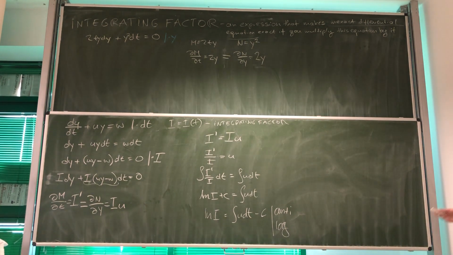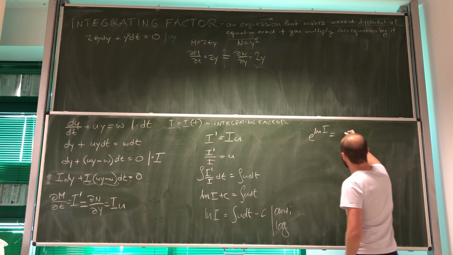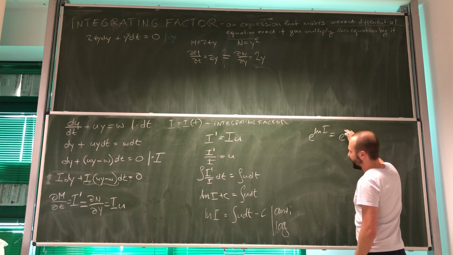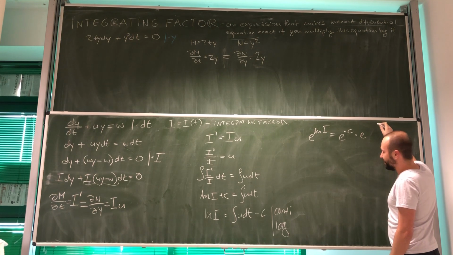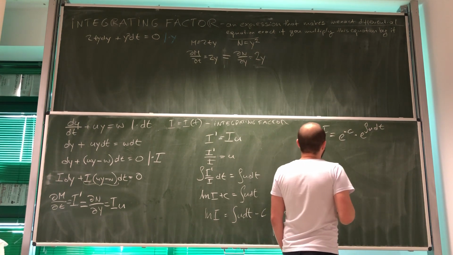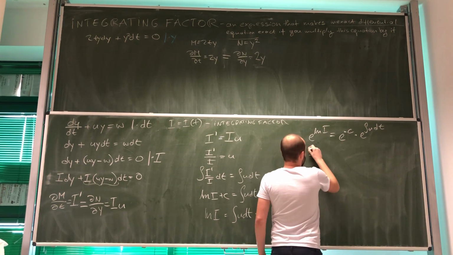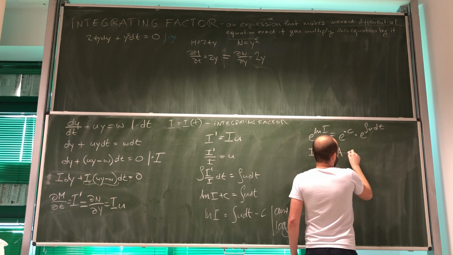When we were deriving the first and second order differential equation with constant coefficient and constant term, and the homogeneous case for the case with variable term. And look, now again we're getting that e to the power ln I equals, I'm already going to write it like this, e to the power negative c times e to the power integral u dt. And we remember that this is just I as a function of time. This is an arbitrary constant.